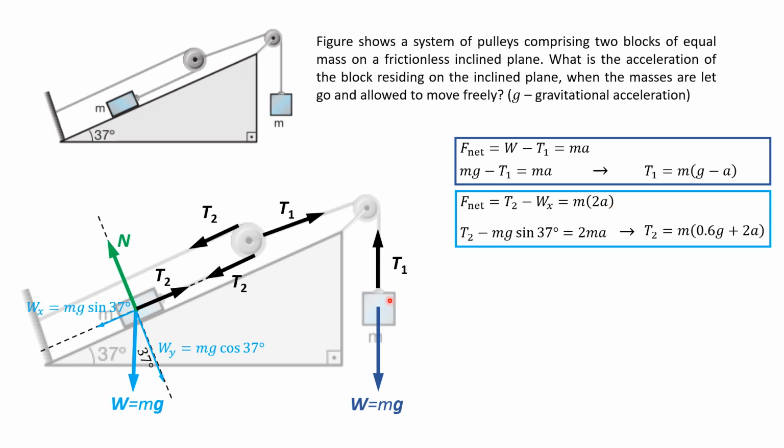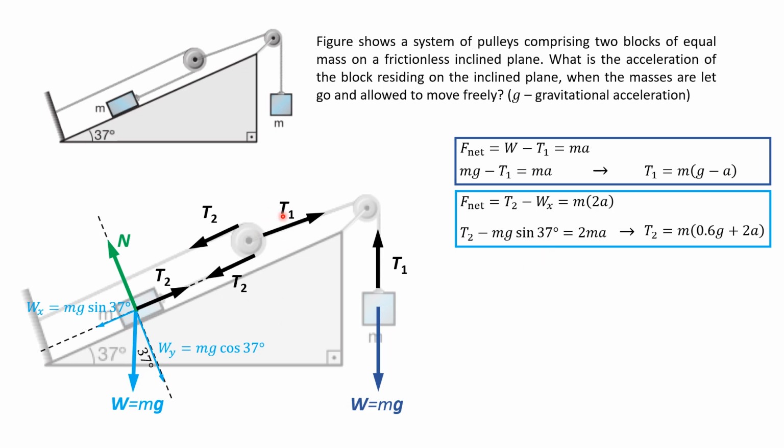So here we're going to do the same thing. Instead of wx, we're going to write down mg times sine 37, and we solve for T2, which is equal to m times (0.6g plus 2a). 0.6 comes from sine 37, right? Sine 37 is roughly 0.6.